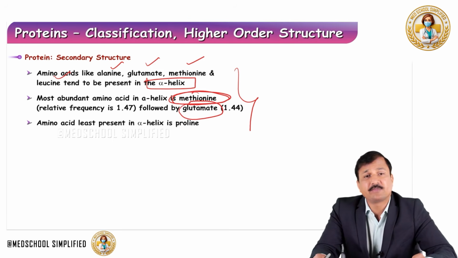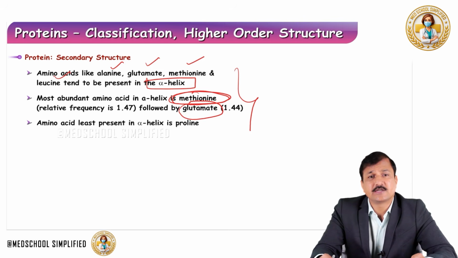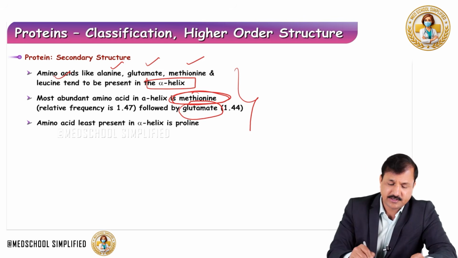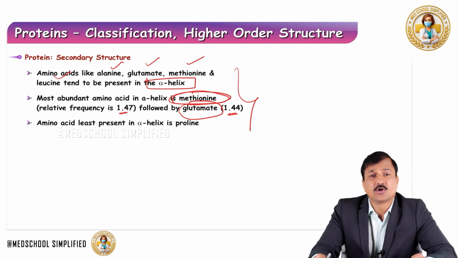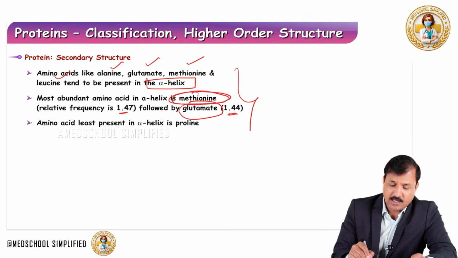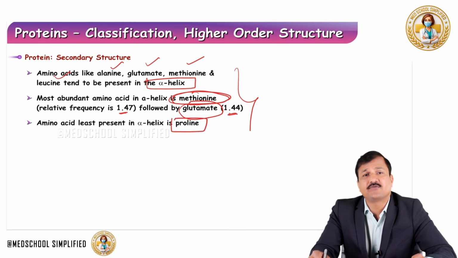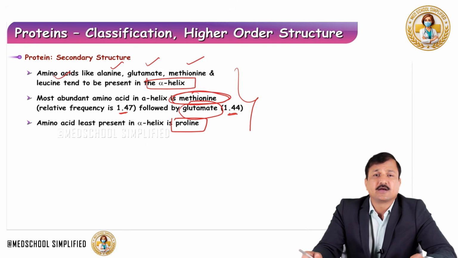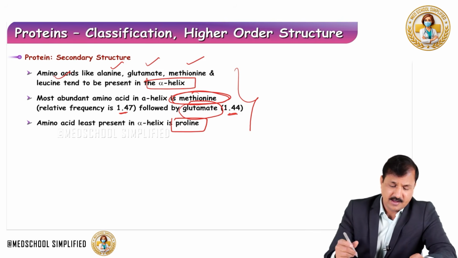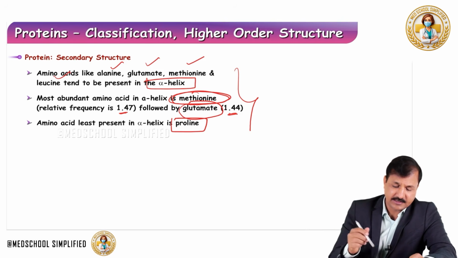The frequency of appearance of methionine and glutamate is written here. It is 1.47 relative frequency for methionine, and 1.44 is the relative frequency for glutamate. And the amino acid that is least present in alpha helix is proline, because in fact proline or hydroxyproline is referred to as a helix breaker. So remember that. It is the least present amino acid in the alpha helix. In fact, it breaks the alpha helix.